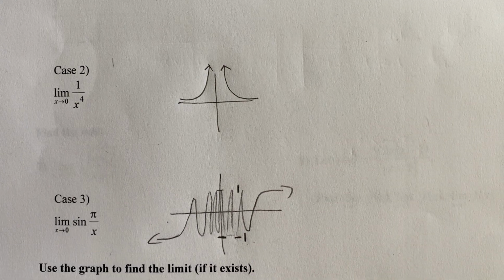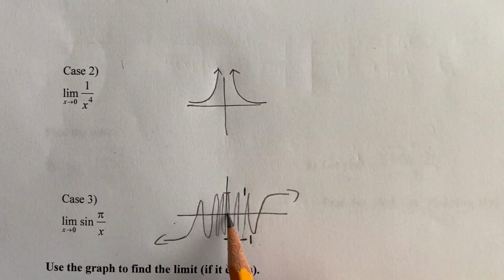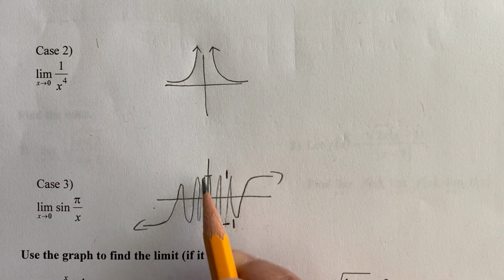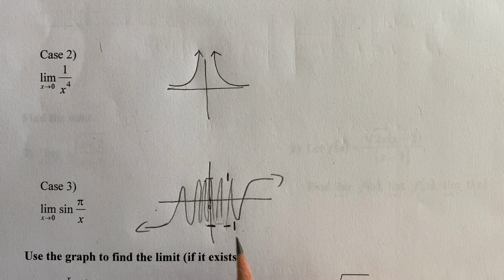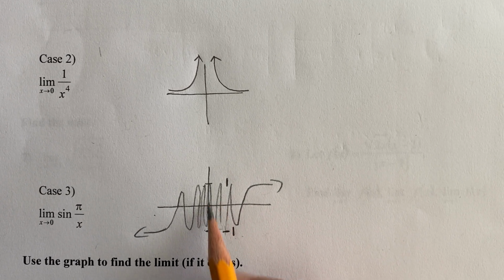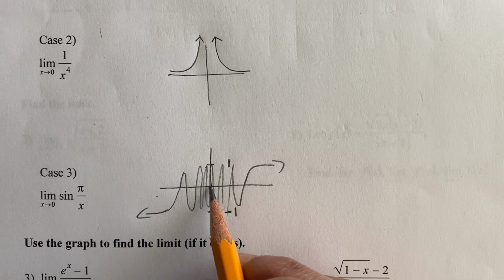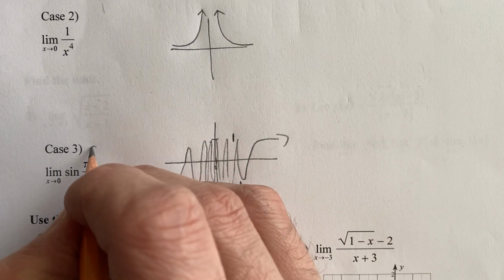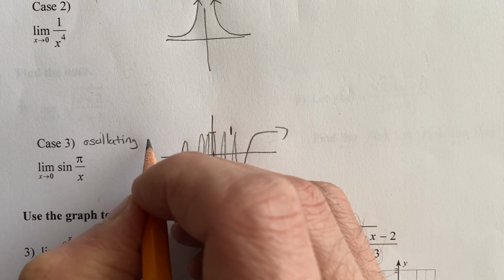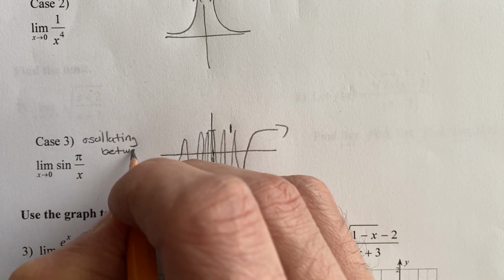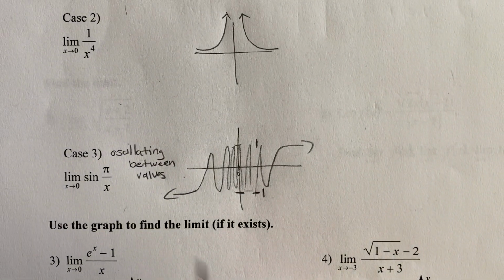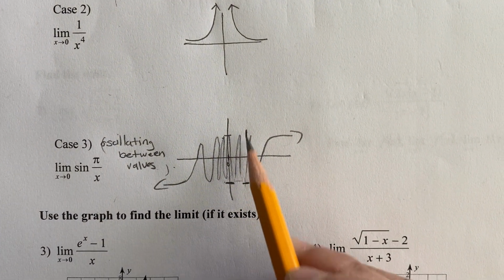So here's your graph, and if I ask you what is the limit as x approaches 0, it looks like the y value is oscillating between 1 and negative 1. It doesn't really approach a specific number, and you probably need a microscope to see what is really going on at 0 or close to 0. And so this type of function we call an oscillating function between values, okay?